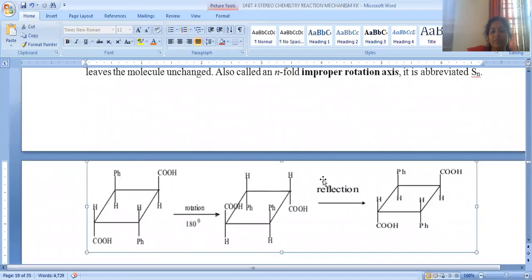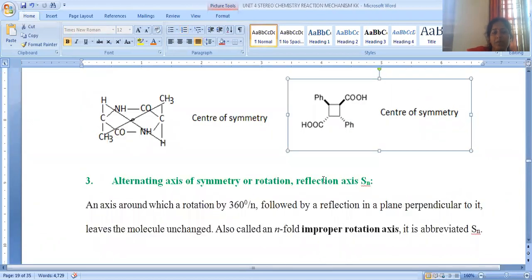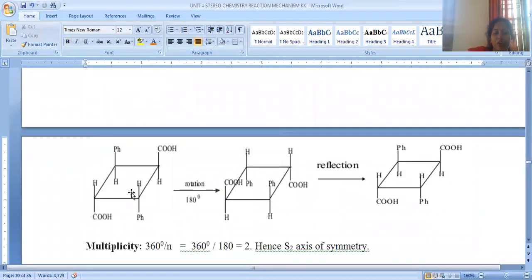And the next symmetry element, the last type of symmetry element, is the alternating axis of symmetry. Alternating axis of symmetry is also called rotation followed by reflection axis. We have to rotate the molecule. Further, it should be reflected with a mirror, so that it is called the alternating axis of symmetry. It is denoted with Sn. Okay.